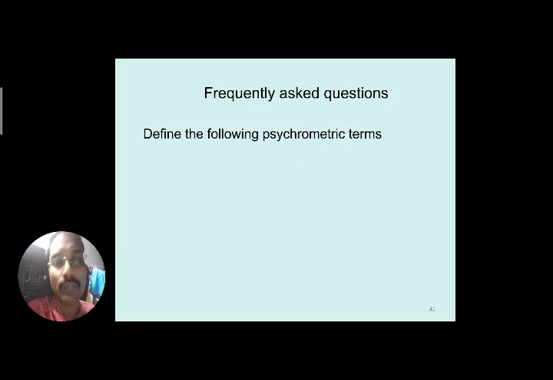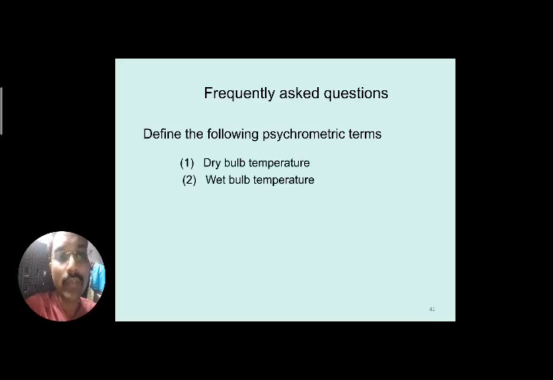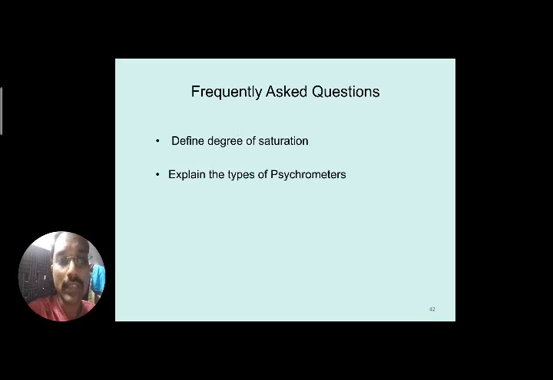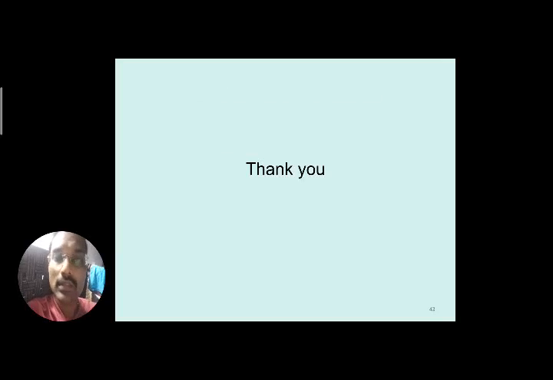Coming to some frequently asked questions: define the following psychrometric terms, that is dry bulb temperature, wet bulb temperature, dew point temperature, specific humidity, absolute humidity, relative humidity. They may ask any two or three of them, depending on the weightage of the question. All the terminology we have discussed is very important in psychrometry. Next questions: define degree of saturation, and explain the types of psychrometers. These are a few frequently asked questions in psychrometry.